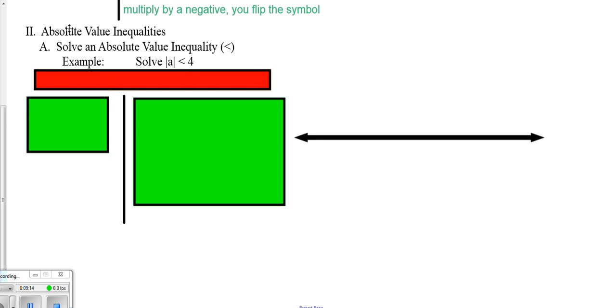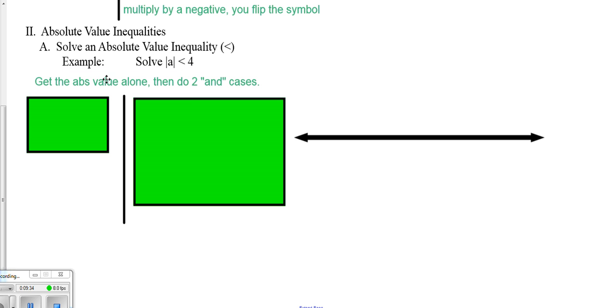Now we're going to move on to an absolute value inequality. Before, we talked about absolute values with equations, with an equal sign. This is going to change it up a little bit. The sign right here is going to be an inequality. So our first one, we're doing a less than. So the absolute value of a is less than 4.